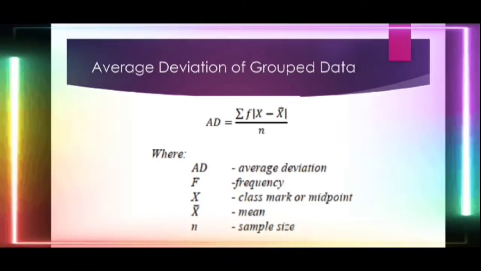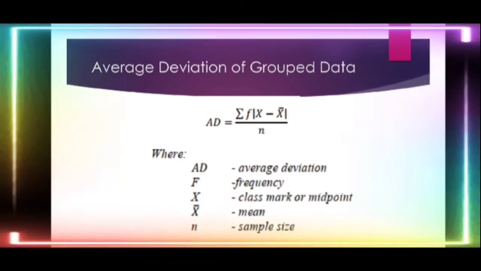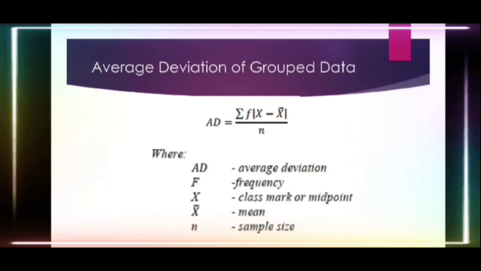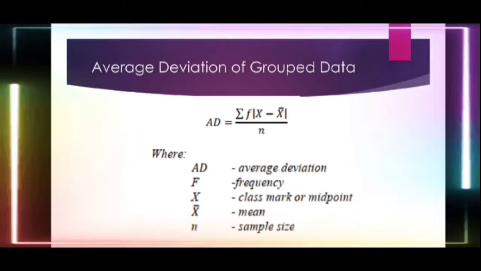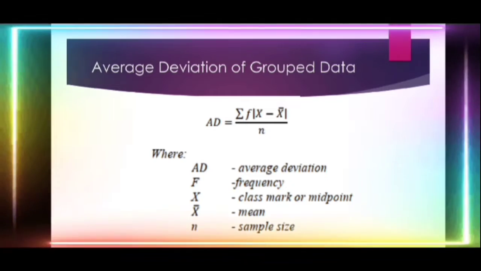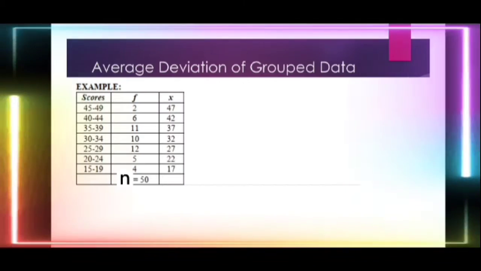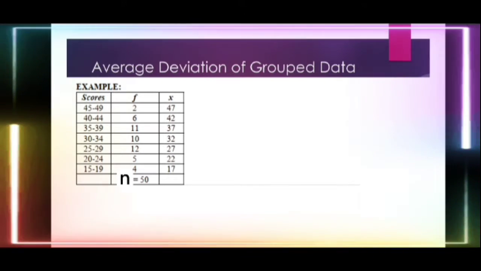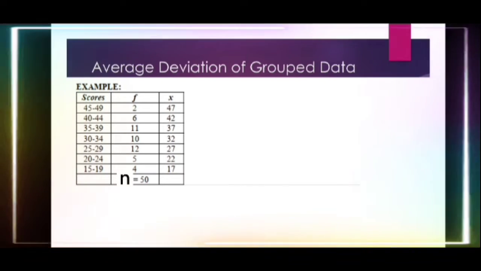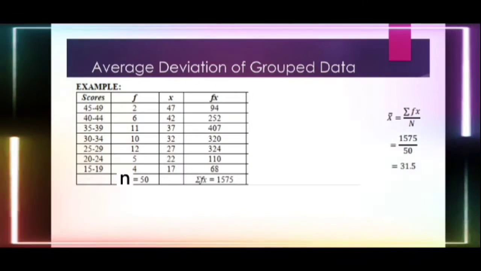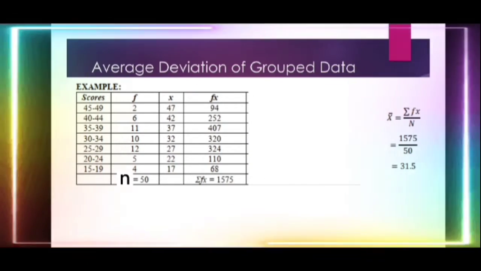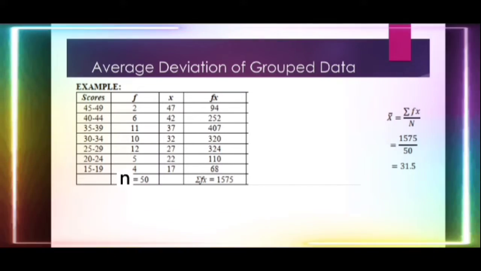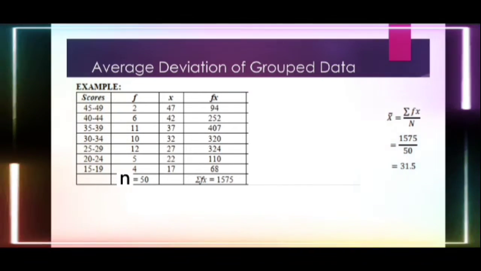To solve for the average deviation of group data, we need to use this formula, where AD is the average deviation, F is the frequency, X is the class mark or midpoint, X bar is the mean, and N is the sample size. Say for example here in our table, we already have the scores or the class, the frequency, and the midpoint. Now, we need to multiply the frequency and the midpoint, that is Fx. Now we can solve for the sum of Fx, that is 1575.